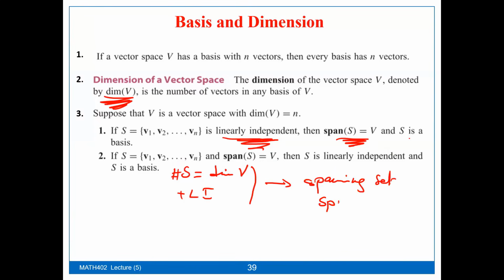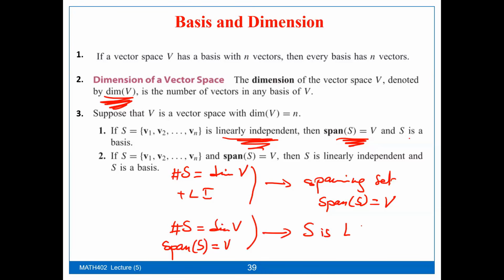Span of S is the whole space. If the number of elements of S is the dimension of the space and span S is the whole space, then S is linearly independent. And of course, if S is linearly independent and span S is the whole space, then S is a base of V.